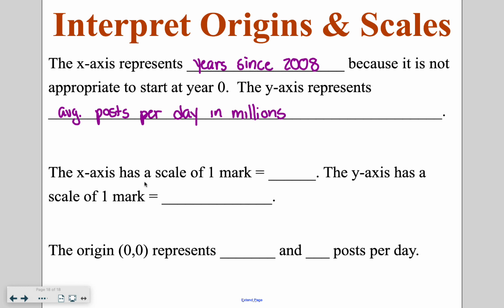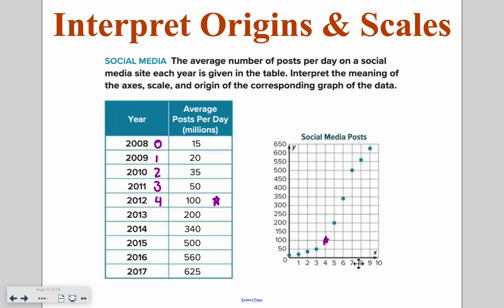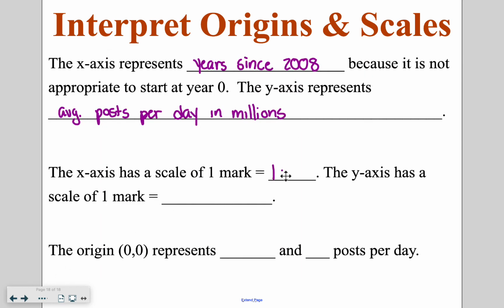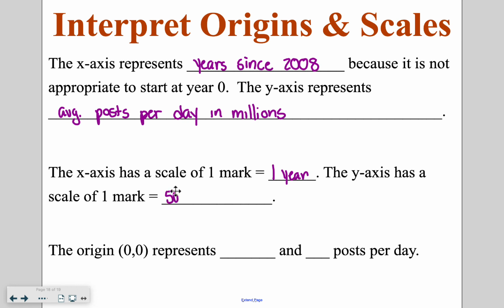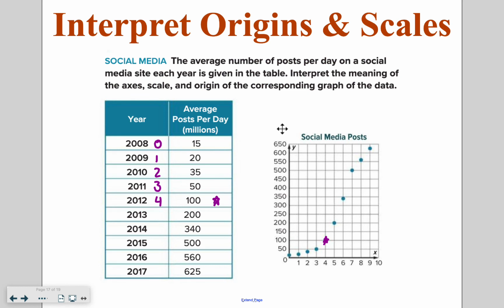Now on to looking at the scales. On the x-axis, we are increasing by 1. So 1 mark is equal to 1 year. On the y-axis, we are going up by 50. So that means 1 mark is equal to not just 50, but 50 million posts that are occurring. So that means our origin, our starting point, represents 2008, and in this case, 0 posts per day. Because on our y-axis, we're counting by 50s, and down from 50 would give you that value of 0.